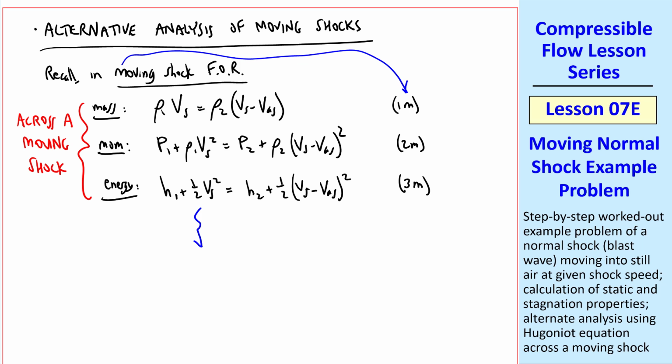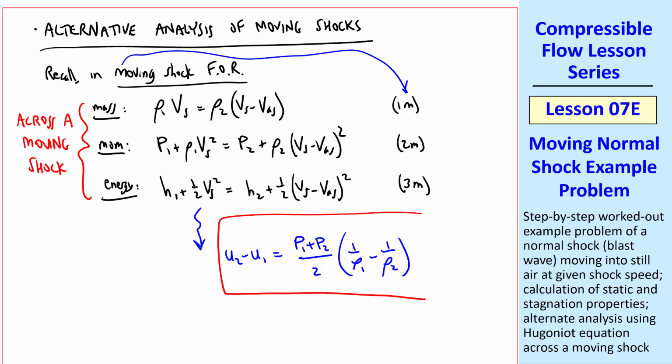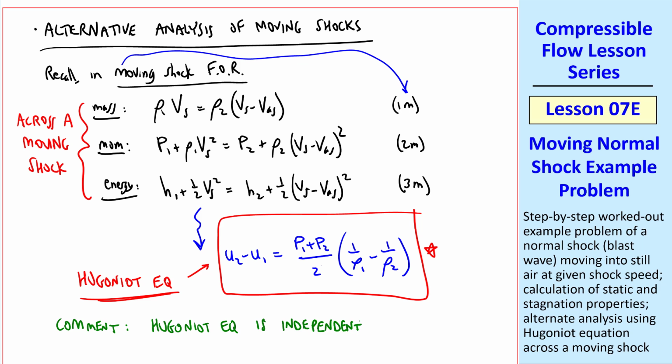Well, I'm not going to show any of the algebra, but after quite a bit of algebra, you can come up with u2 minus u1 equal p1 plus p2 over 2, 1 over rho 1 minus 1 over rho 2, which you hopefully will recognize as the Hugoniot equation, the same Hugoniot equation we had across a stationary shock. So the main comment here is that the Hugoniot equation is independent of frame of reference. That actually should not be surprising, since the Hugoniot equation is made up of only static properties.